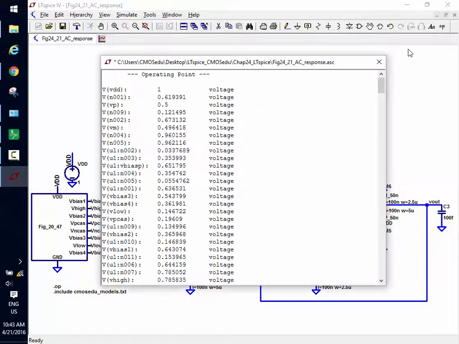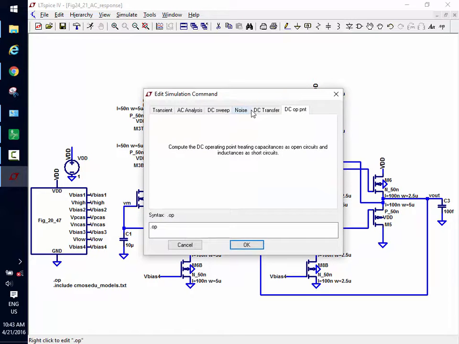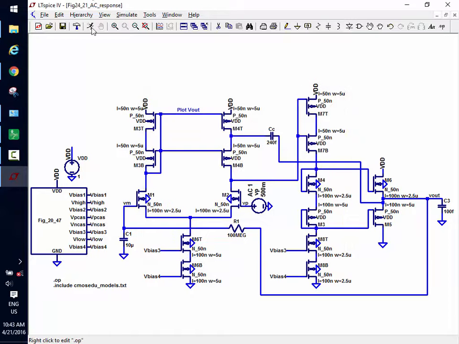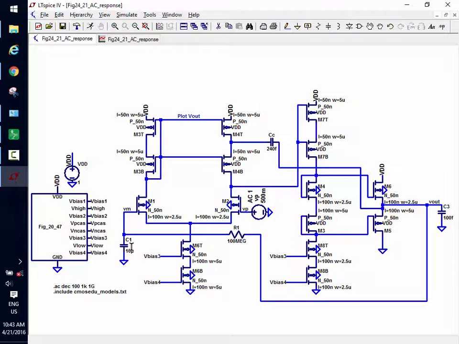Run. So this voltage is 0.5. This one is 496. That seems reasonable. This one is 960. That seems right. 619. All right, let's go back and do AC again. Run. Something else isn't right.